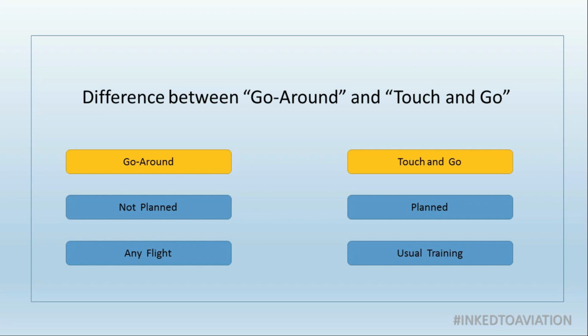Whereas a touch and go is a planned event. You plan a touch and go. Maybe it's for a training flight, you want to practice some landings, so you plan a touch and go. And when it comes to go around, it can happen in any single flight at any given point of time in the approach phase. But touch and goes are usually for training flights. As I said earlier, if a training flight is happening, you're pre-planned to do certain touch and goes.